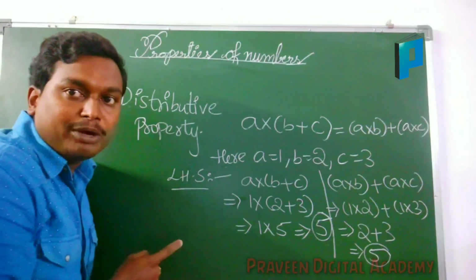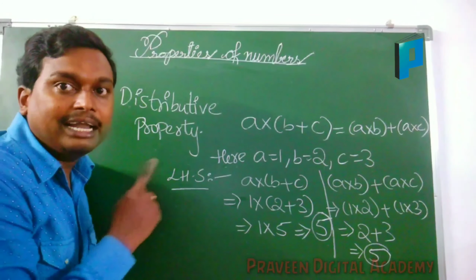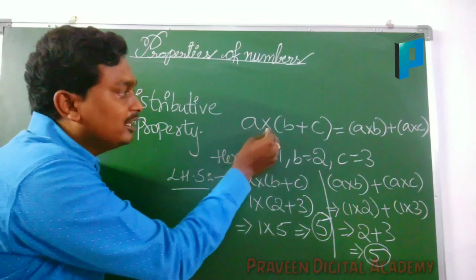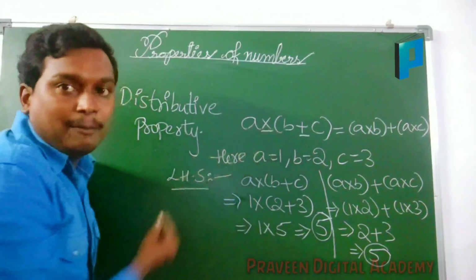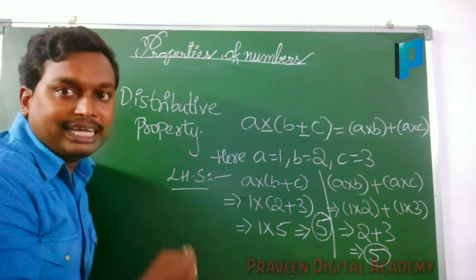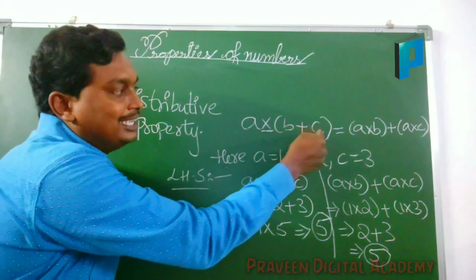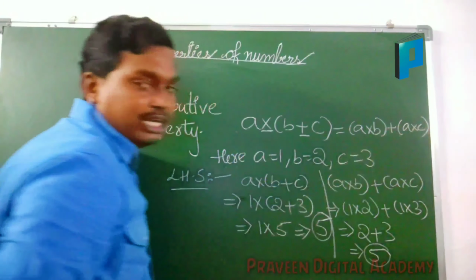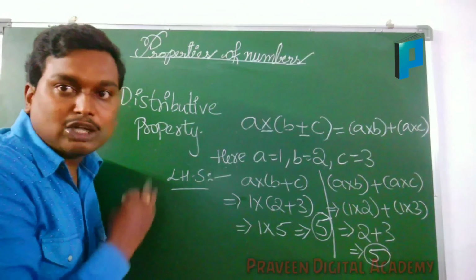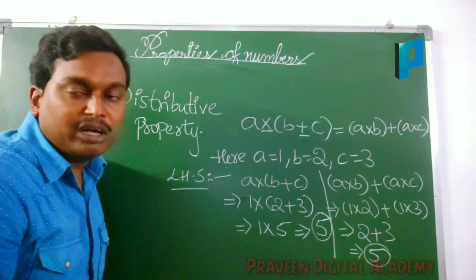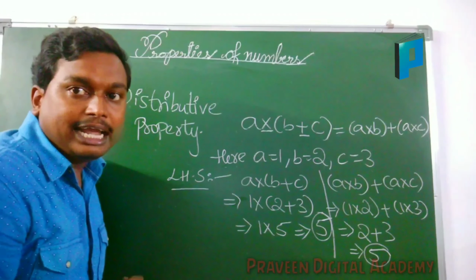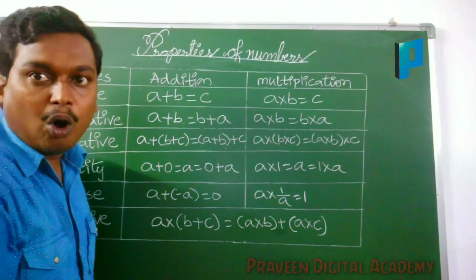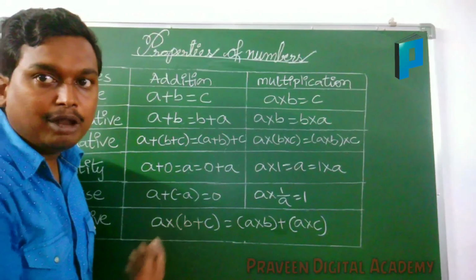Here the distributive property does not exist under addition or under multiplication alone. The distributive property itself is a combination of addition and multiplication, and the property is A into B plus C is equal to A into B plus A into C. Now let me write all the properties we discussed in a tabular format. In this way we can write all the properties in tabular format.